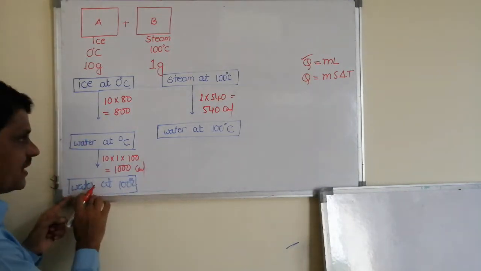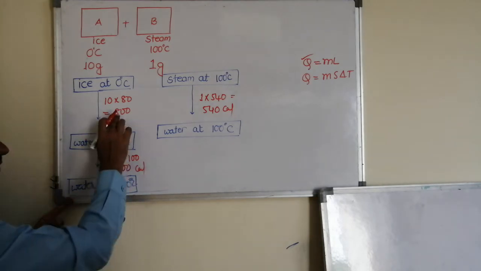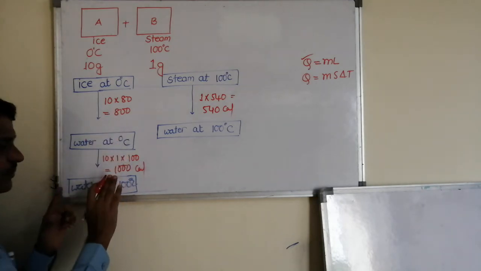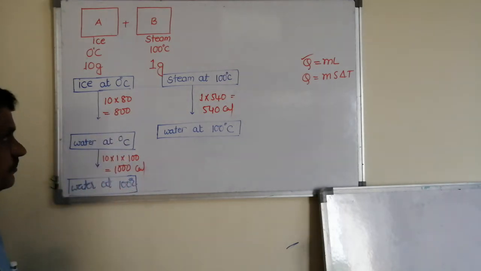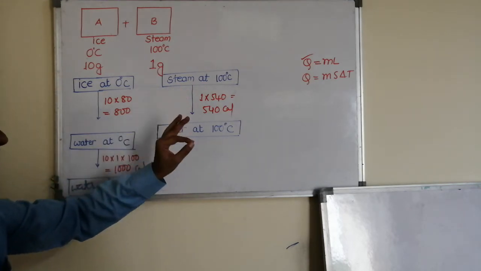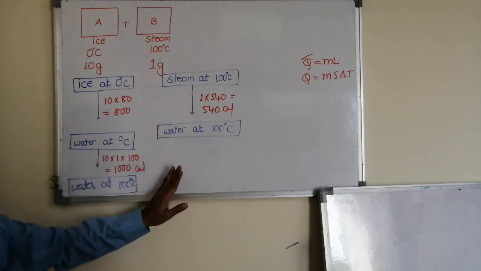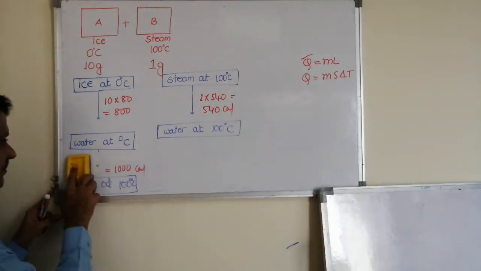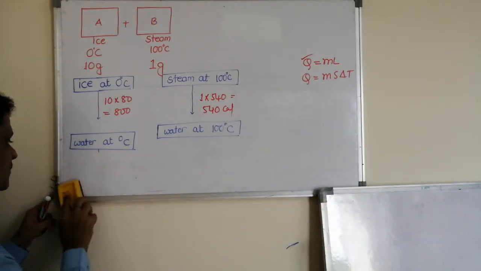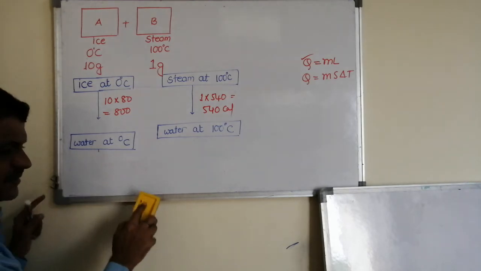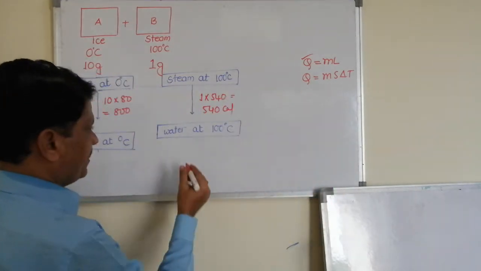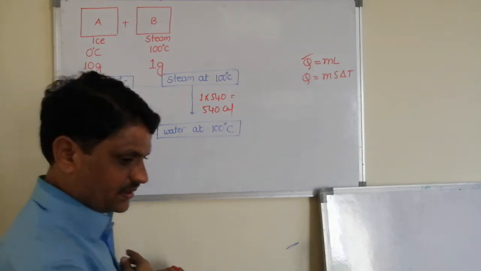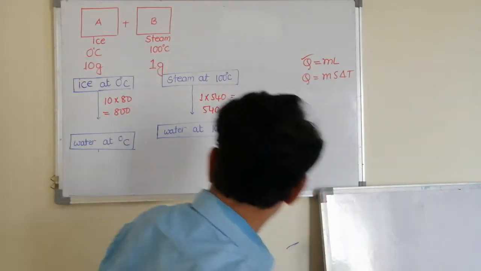Up to 100 we need 800 plus 1000, means 1800. But steam cannot give 1800 calorie. Therefore it is not our final state. Final state is water at 0 degree Celsius. So bring water to 0 degree Celsius.